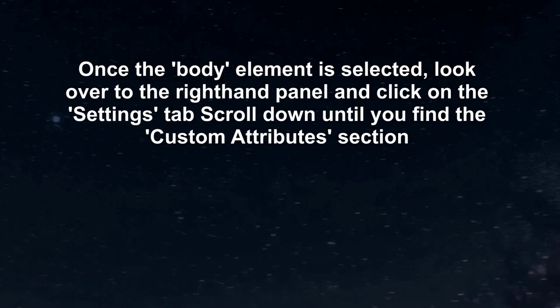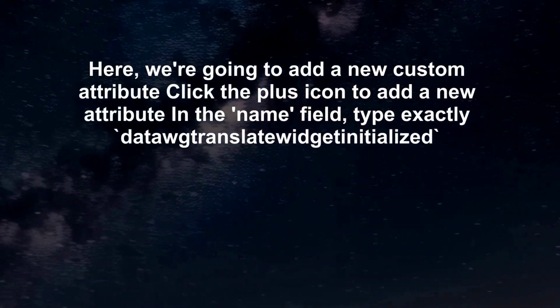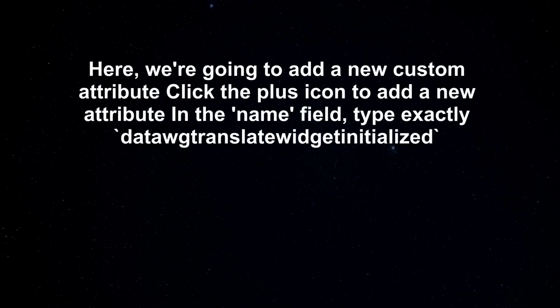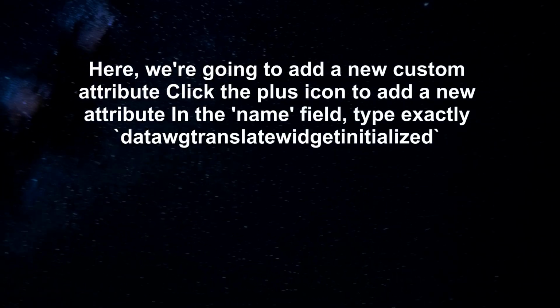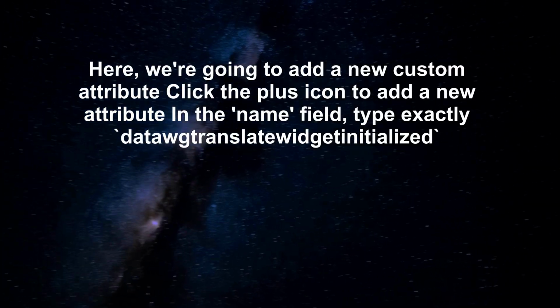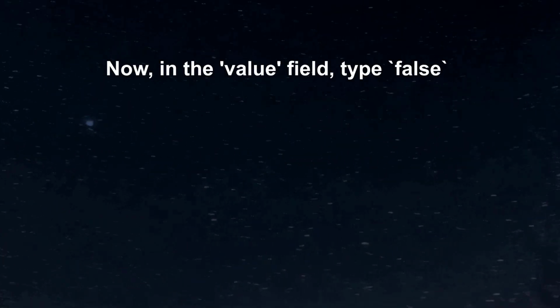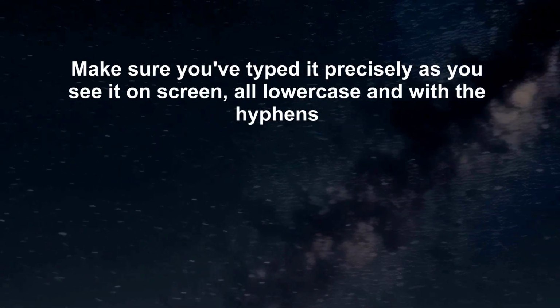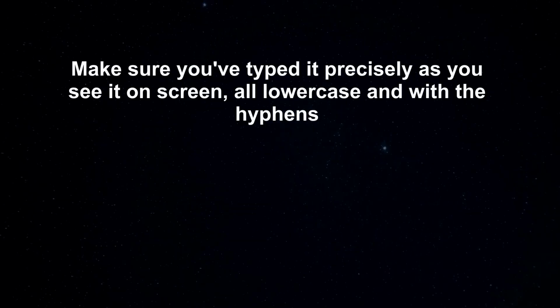Scroll down until you find the Custom Attributes section. Here, we're going to add a new custom attribute. Click the plus icon to add a new attribute. In the name field, type exactly data-wg-translate-widget-initialized. Now, in the value field, type false. Make sure you've typed it precisely as you see it on screen, all lowercase and with the hyphens.